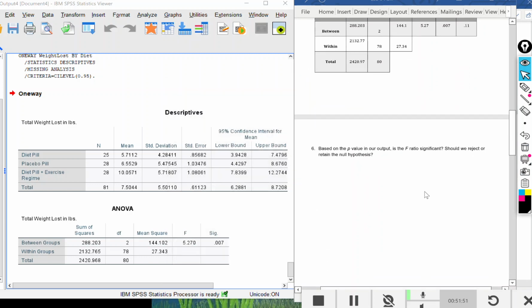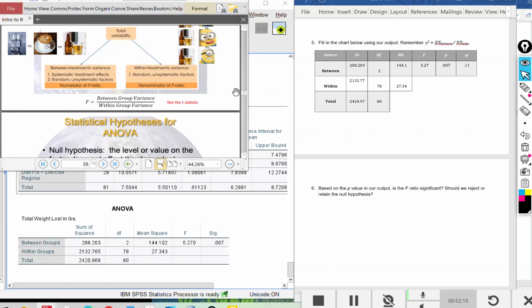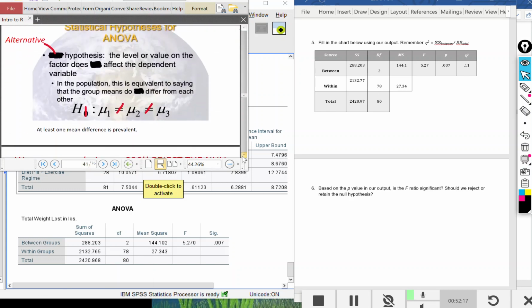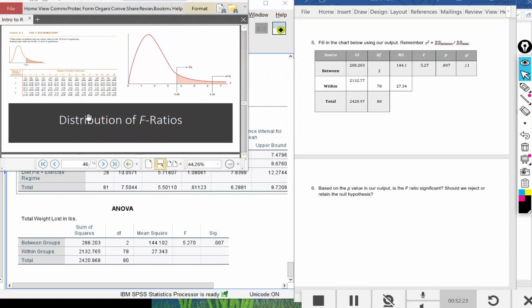All right, so based on the p-value in our output, is the F ratio significant? Should we reject or retain the null hypothesis? We know this from previous classes that if you get a p-value that is less than 0.05, then it's statistically significant. And 5.27 well exceeds what we saw here in the walkthrough. So here's the model of significance values for F ratios, and it needs to be greater than 3.68 when you have alpha set at 0.05.